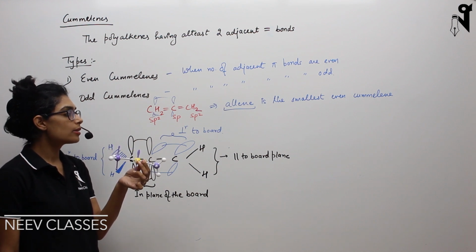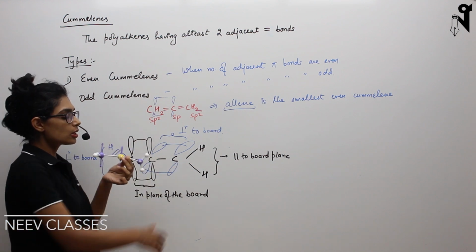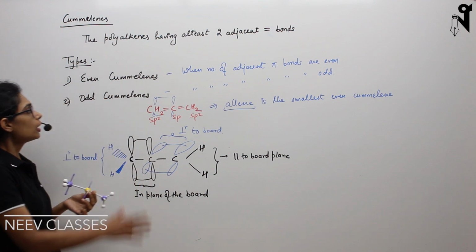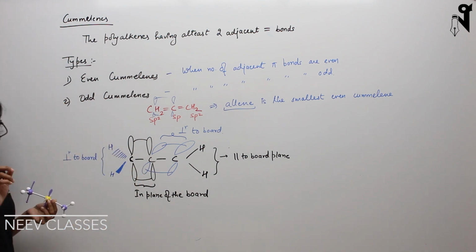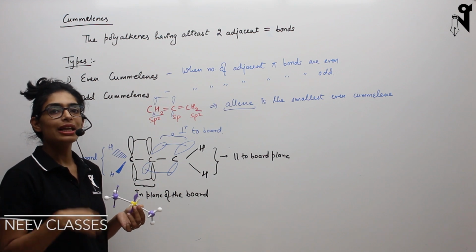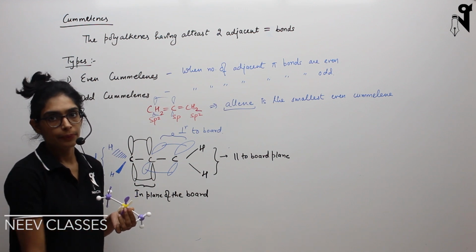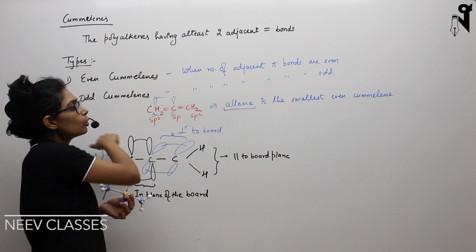Now, why do I require this? I'll tell you. This is the orbital diagram of your even cumulene. I'll show you the orbital diagram of an odd cumulene also, and then I'll tell you how it shows the GI. So let's draw another odd cumulene.